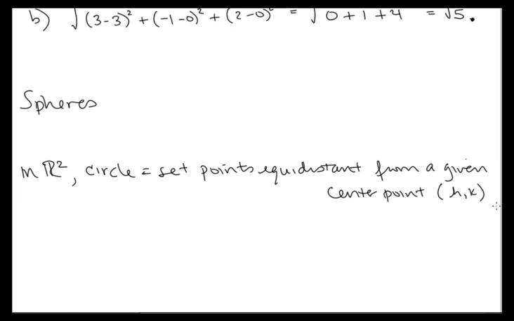Now let's talk about spheres in 3-dimensional space. But first, let's recall what we know about circles in 2-dimensional space. In R2, we know that the circle is a set of points equidistant from a given center point. That center point we normally call (h, k), and that distance is r, the radius.